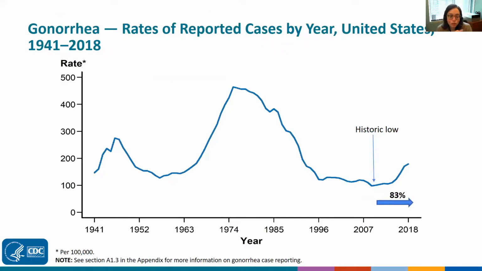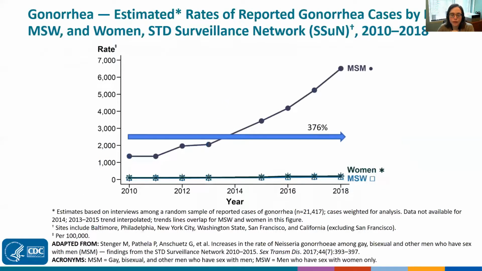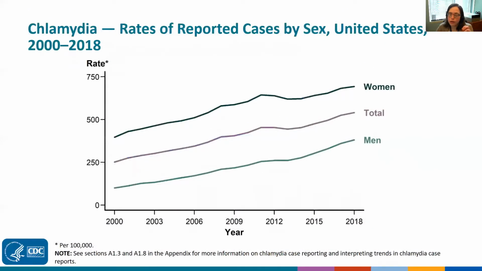From 2009 to 2018, similarly, reported cases of gonorrhea increased by a whopping 83% since this historic low in 2009. And again, similarly to syphilis, the estimated gonorrhea case rate among men who have sex with men increased an astounding 376%. This is from 2010 to 2018. Over the same time period, cases in women and men who have sex with women also increased, but to a much lesser degree than in men who have sex with men.